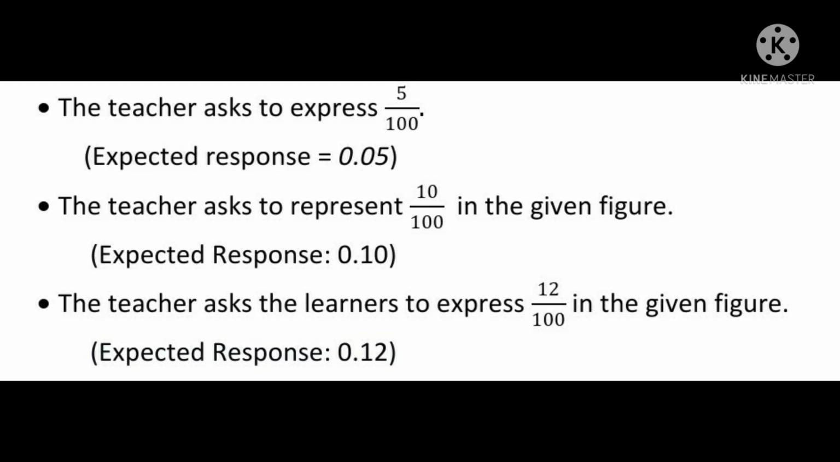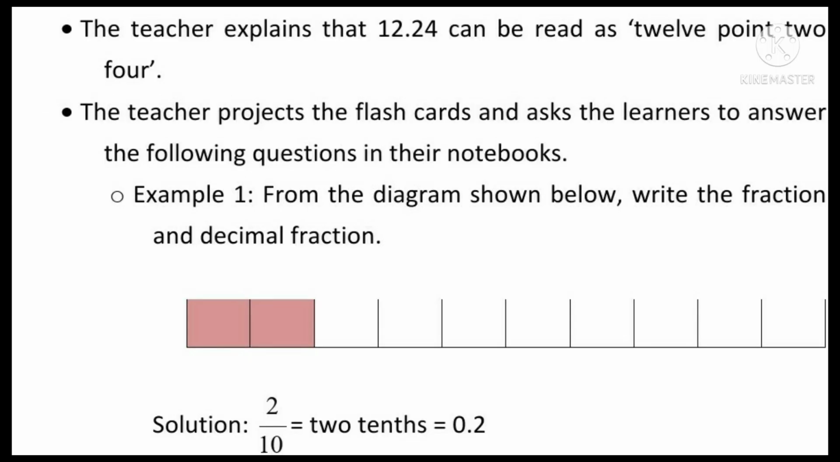Then the teacher explains that 12.24 can be read as given on the screen, as you can see. Then the teacher projects a few pictures on the screen, and she reads out the question. Example 1. From the diagram shown below, write the fraction and decimal fraction. Now, can you see there is a picture. There are altogether 10 boxes in this rectangular box. The rectangular box is subdivided into 10 small boxes, out of which the first two boxes are shaded.